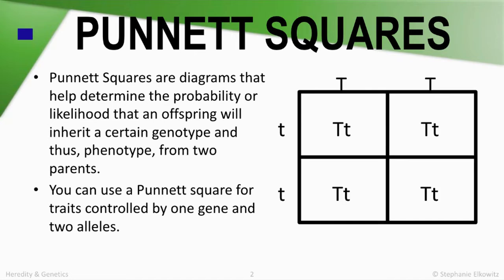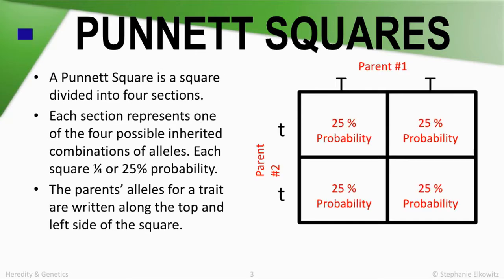So tall or short. Now, the Punnett square is a square that's divided up into 4 sections, and this makes for real easy math. Each section represents 1/4 of the possible inherited combinations. Each square is 1/4, or 25%. I'm saying it's easy math because this is money math. You have 4 quarters in a dollar, the same way you have 4 quarters in this Punnett square. So 25%, 50%, 75%, 100%.